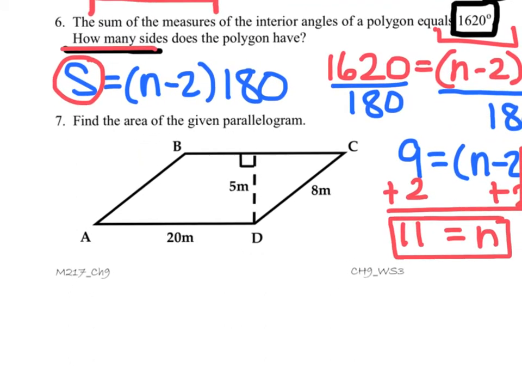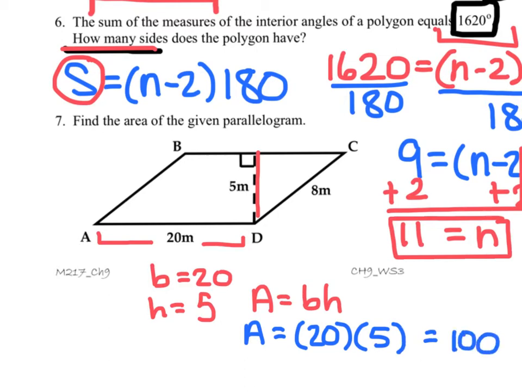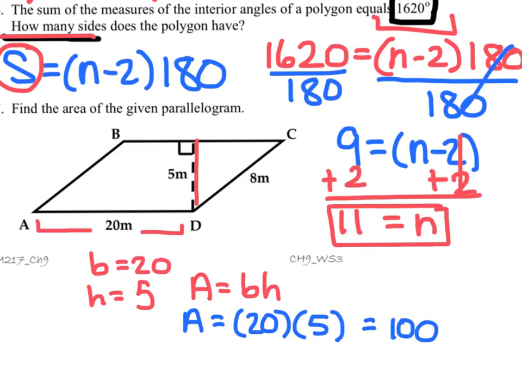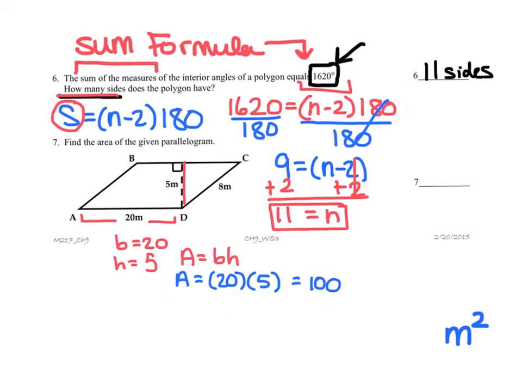Okay, guys, this problem's super easy because it gives you all the information. We know the base is 20. We know that the height is 5. Careful, guys, it's not the slant height, it's the altitude. So the height is 5. All I'm doing is plugging into my area equals base times height. So area equals 20 times 5, which is 100 meters squared. Oops, the meters squared didn't stick with it, but that's okay.